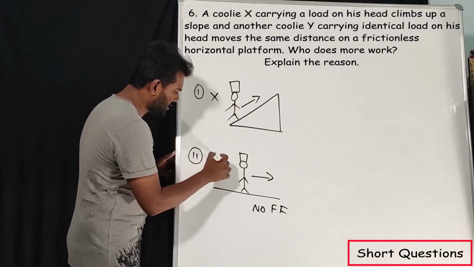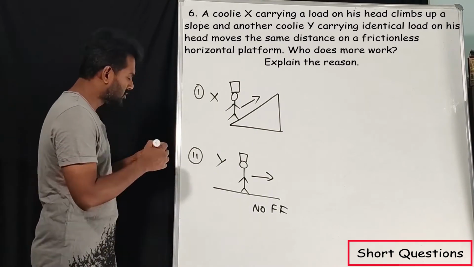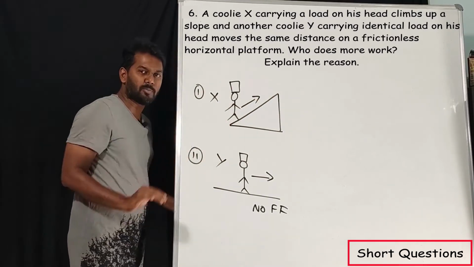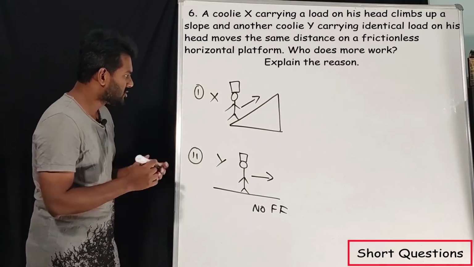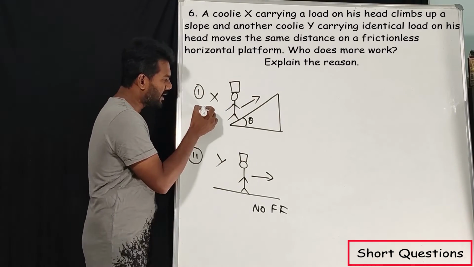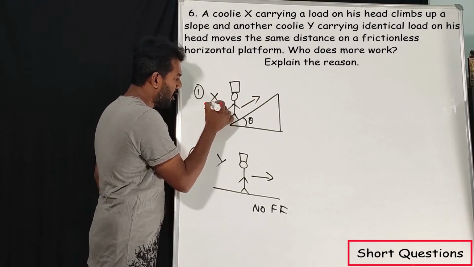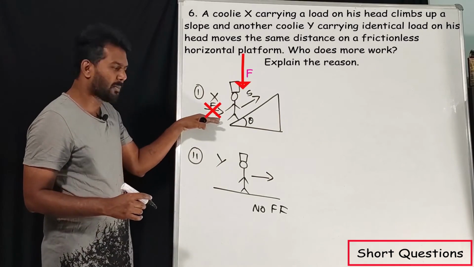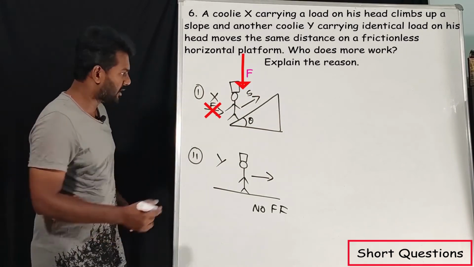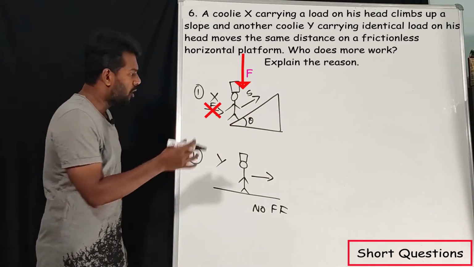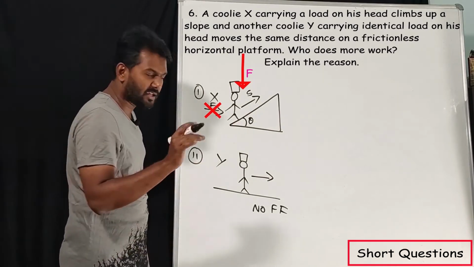Assume this as coolie X and this as coolie Y. Coolie X is moving on an inclined plane, so we have an angle, correct? He is applying the force in this direction. This is the force applied and this will be the displacement. There is a change in direction, that is why we have an angle. Now what will be the work done by this coolie X?